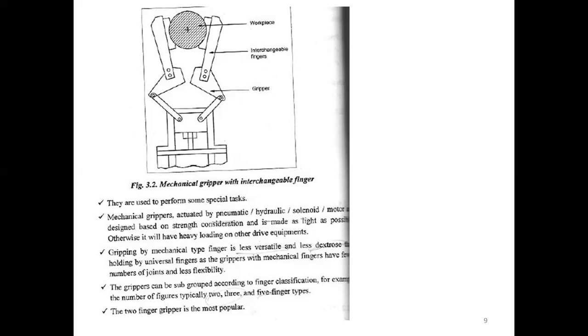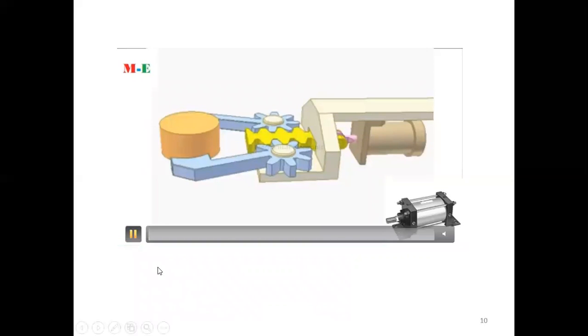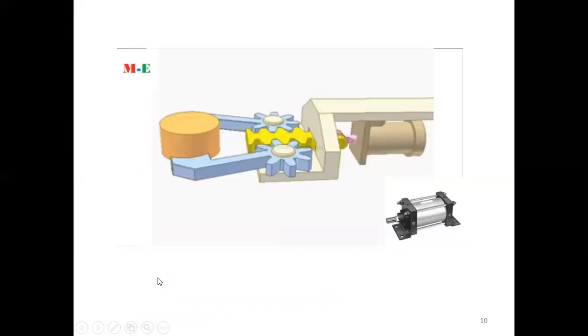The grippers can be subgrouped according to finger classification, for example by the number of fingers, typically 2, 3, and 5 finger types. The 2 finger gripper is the most popular. This is one example of a mechanical gripper. Let's see the video.